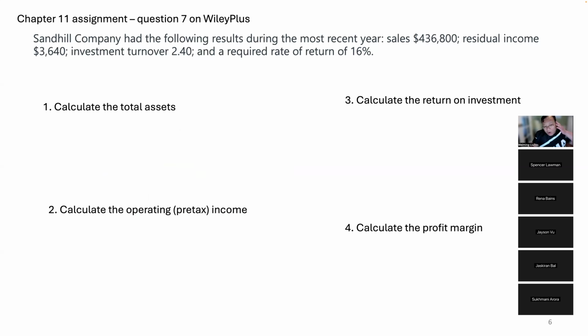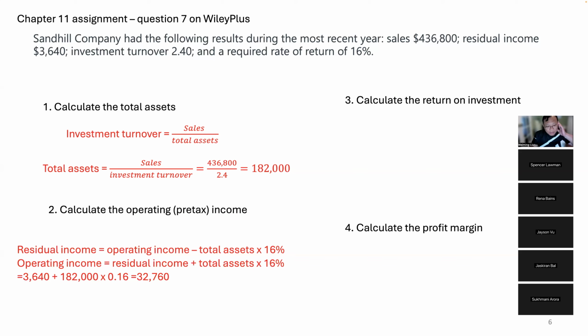What about my operating income? I figure out operating income by using residual income and total assets. So what is the relationship? By definition, residual income equals operating income minus total assets multiplied by the required rate of return.